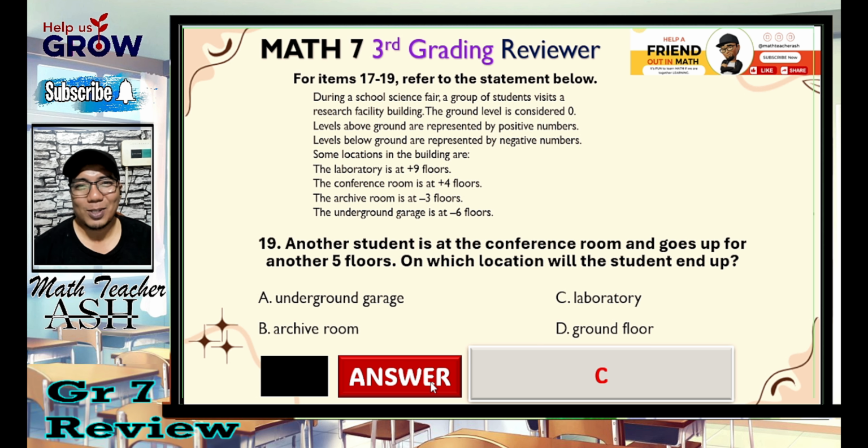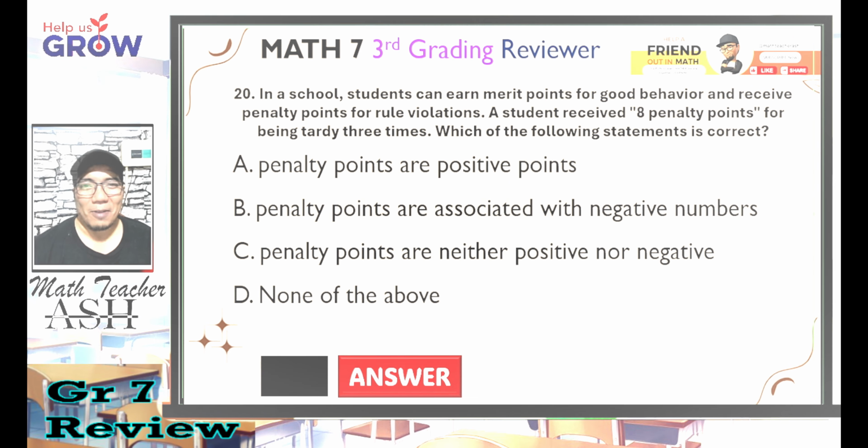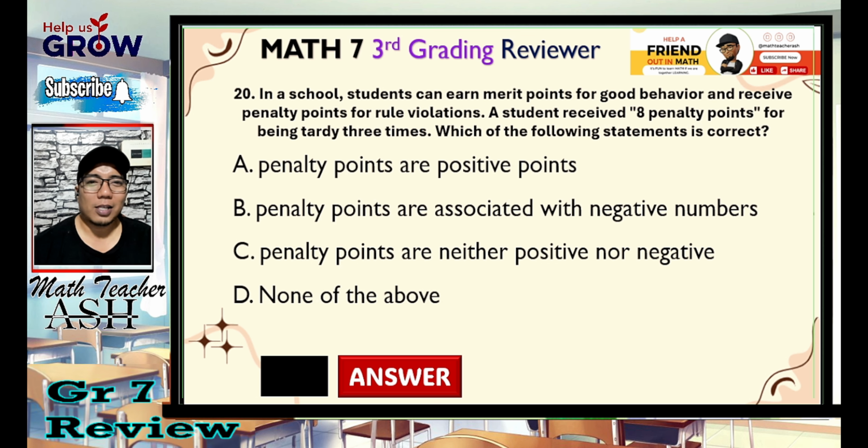Okay, now let us go to question number 20. In a school, students can earn merit points for good behavior and receive penalty points for rule violation. A student received 8 penalty points for being tardy 3 times. Which of the following statements is correct? A, penalty points are positive points. B, penalty points are associated with negative numbers. C, penalty points are neither positive nor negative. Or D, none of the above. I'll give you 5 seconds to think about your answer.